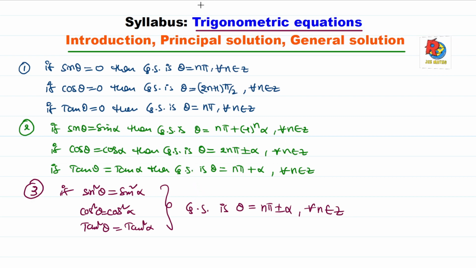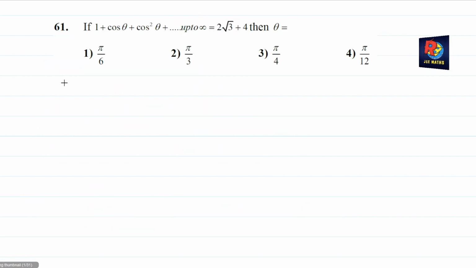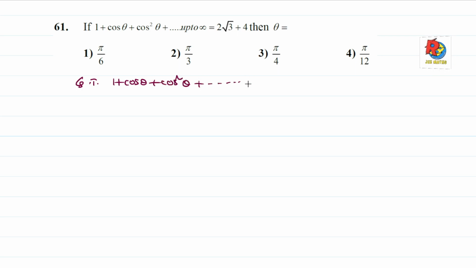Now, coming to the point, first I will discuss a few sums. Here in this first question, given that 1 plus cos theta plus cos square theta plus so on to infinity equals 2 root 3 plus 4. Observe the left hand side: it is the sum of infinite terms in GP.